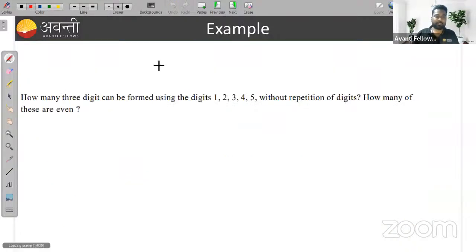So let's understand. Here you have an example. How many 3-digit numbers can be formed using the digits 1, 2, 3, 4, 5 without repetition of digits? Second question: how many of these are even numbers? So I'm giving you 1 minute for this question. Try to find the answer.